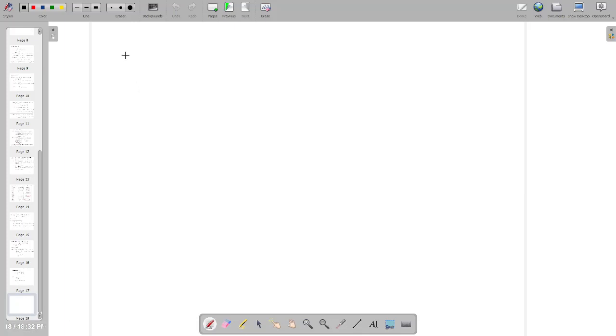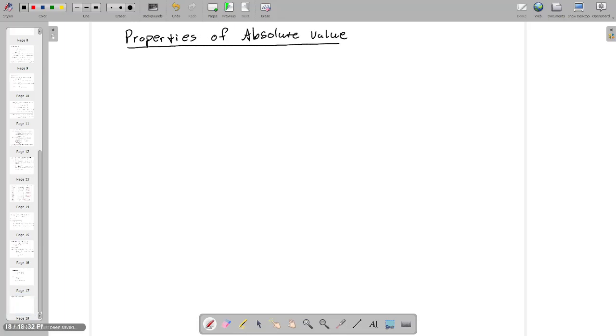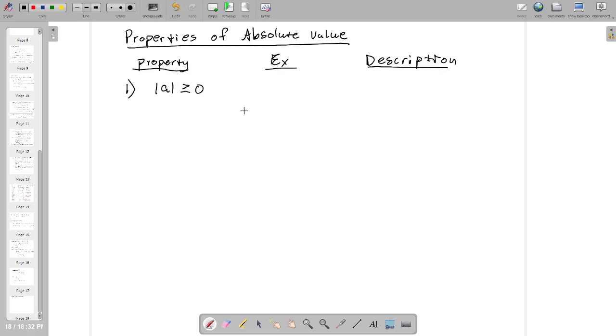Let's go ahead and do the properties of absolute value now. So 1, absolute value of a is non-negative. It's greater than or equal to 0. And as we can see, absolute value of negative 5 is equal to 5, which is greater than 0.